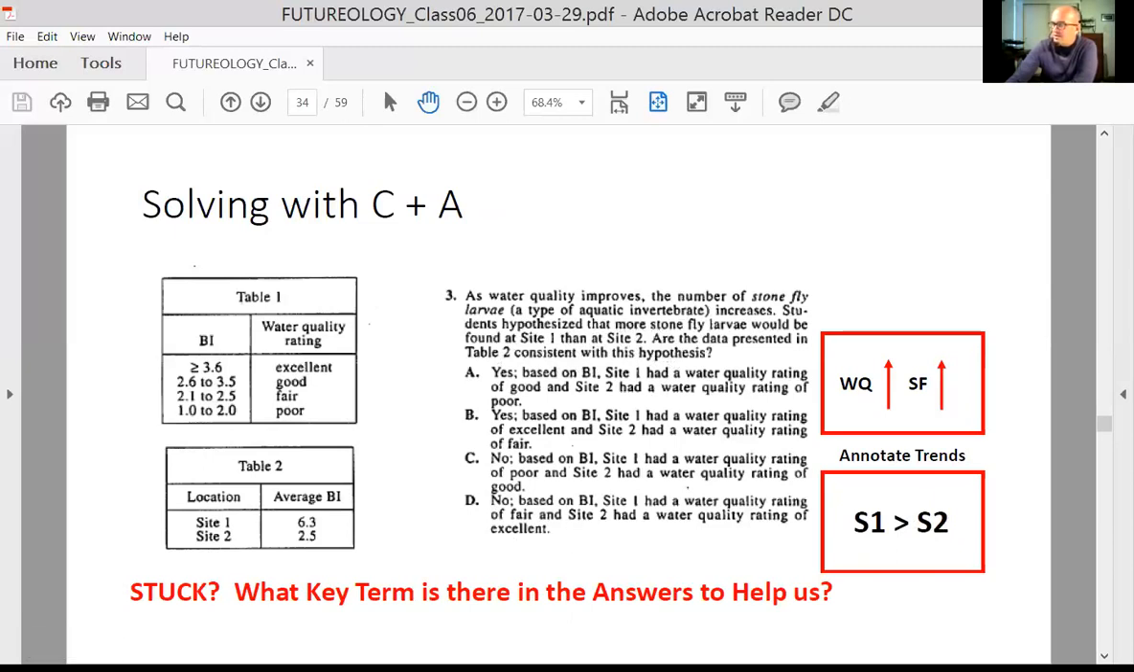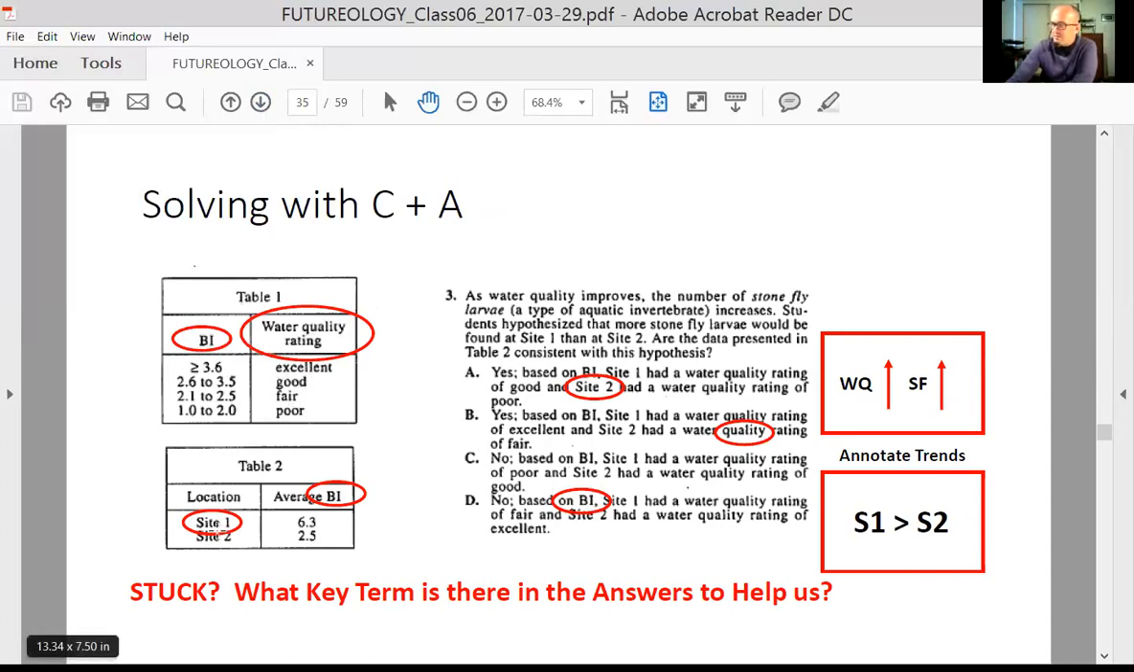We're kind of stuck here though. When we look at table 2, it just says site 1, site 2, and it says average BI. So if we only looked at table 2, which is what the question is telling us to do, we would be stuck. However, when we look at the answers, we notice that the answers talk about site 2, quality, and they talk about BI. Oh, so the BI is in table 1. And apparently if the BI is above 3.6, then that means the water quality rating is excellent. So BI is telling us about the water quality rating. And so if BI is low, then there's poor water quality. And if it's higher, then it's excellent or good water quality.